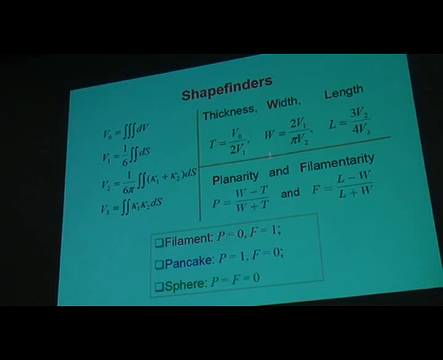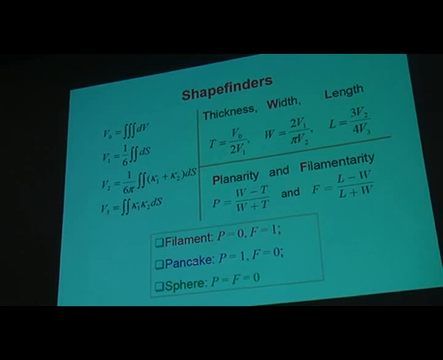This formula I adjusted just to have reasonable results for spheres and cubes, for simple bodies like that. Then, dividing volume by surface area, you get something which you can call thickness. Volume divided by mean curvature gives you something which can be identified with width, and likewise length. And then you can introduce, by combining, width minus thickness divided by their sum, what can be called planarity.